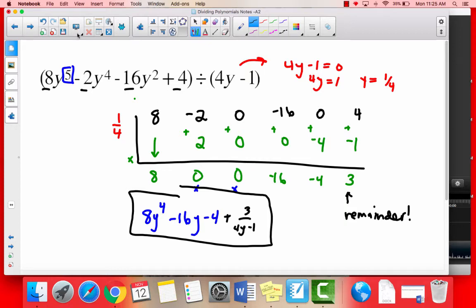And that's it. If you feel like you need some extra examples, please let me know. But hopefully the synthetic division was pretty easy to follow. It's just a bunch of multiplication and addition.